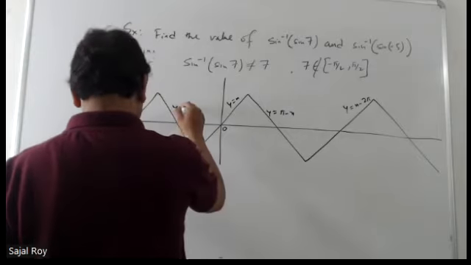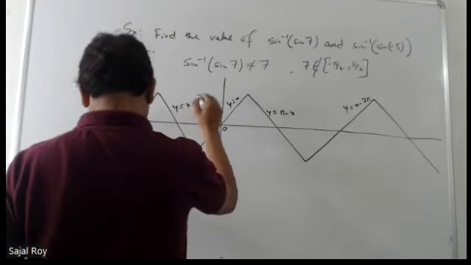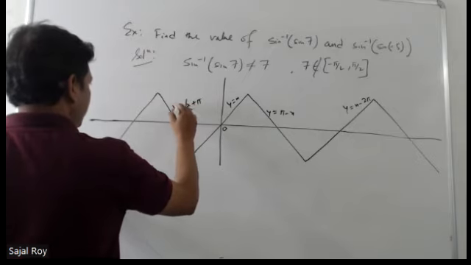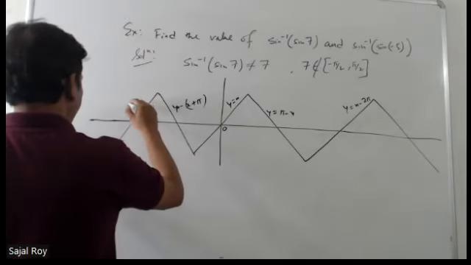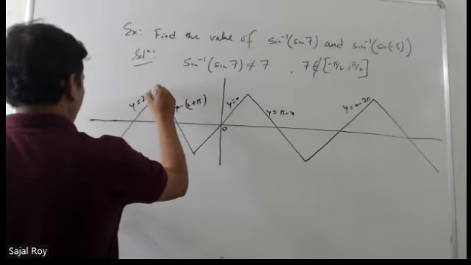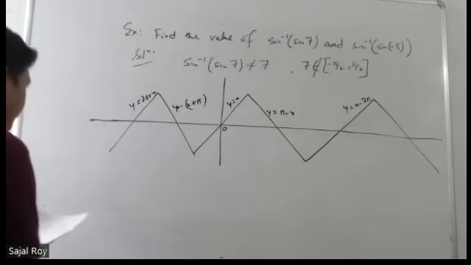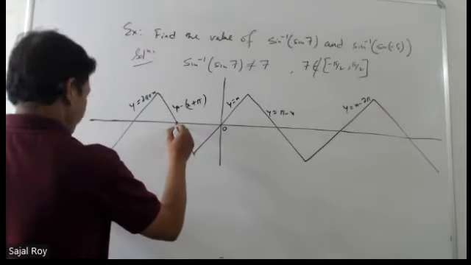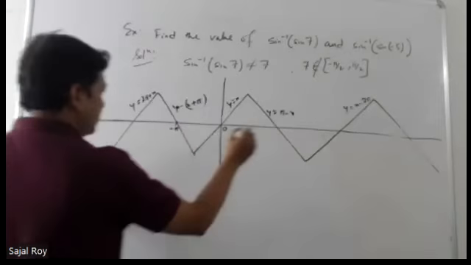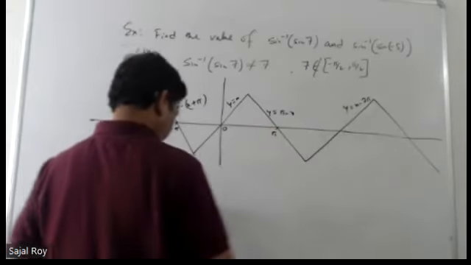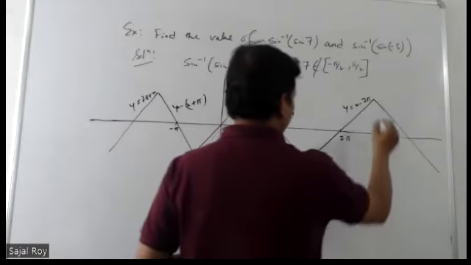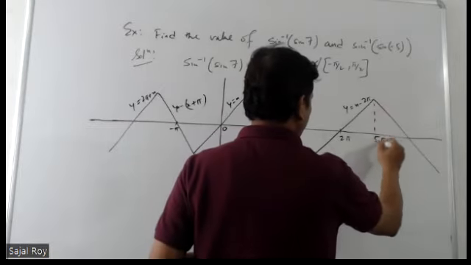And what about this one? Minus, right? Again, I am drawing this for your understanding. So this is 0, this is minus pi, this is pi, this is 2 pi. Okay, this is your 5 pi by 2.